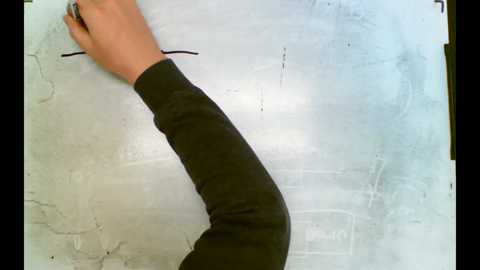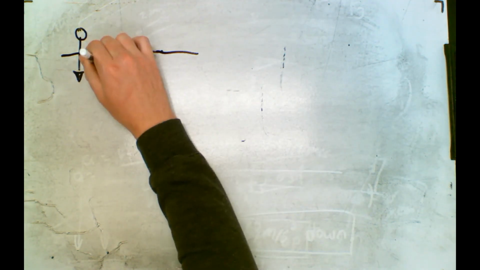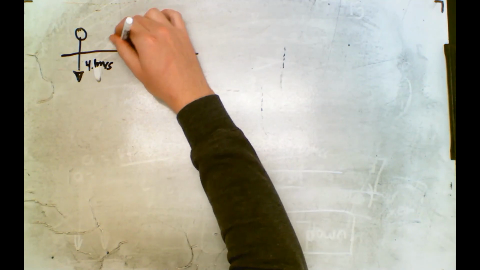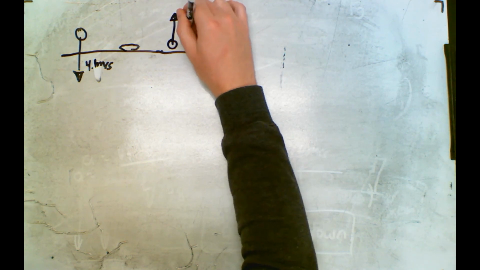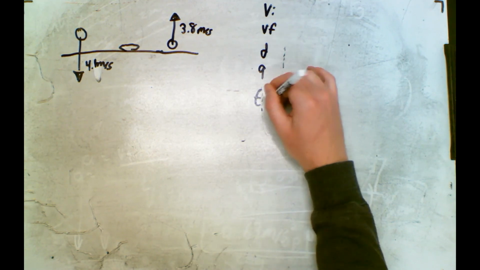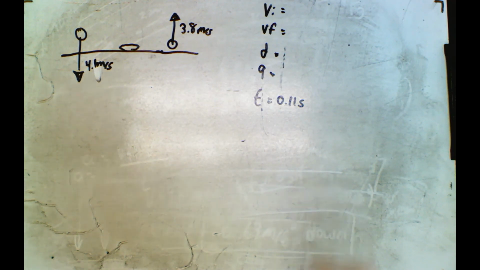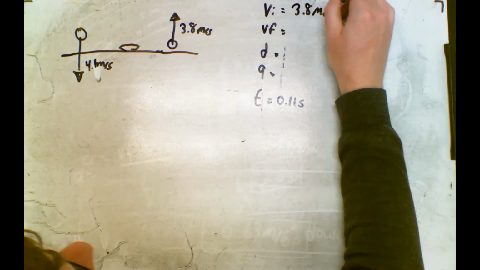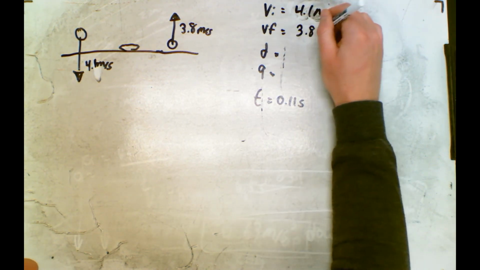So whenever a question's tricky, it's good to draw a picture. So this is the ball on its way down, and it's going 4.1 meters per second. The ball squishes, compresses, and then it springs back up at 3.8 meters per second. So we can use VI, VF, DAT. So they told us it did this all in a time of 0.11 seconds. Our initial is 4.1 meters per second, and our final is 3.8 meters per second.